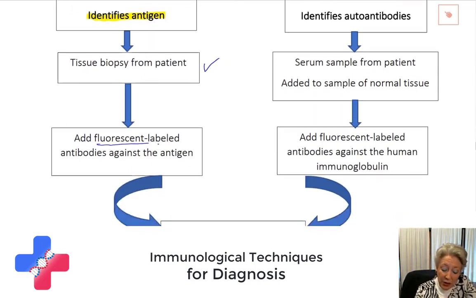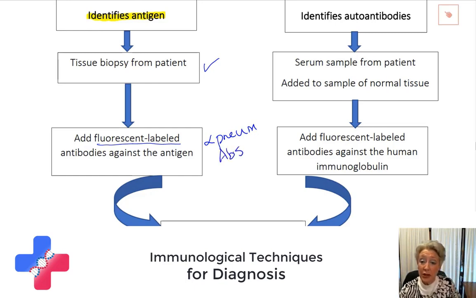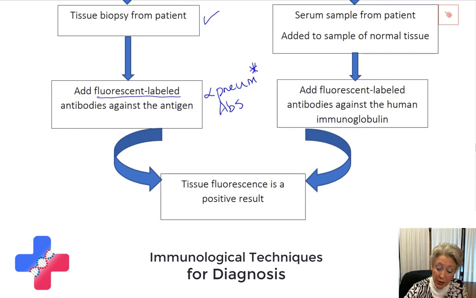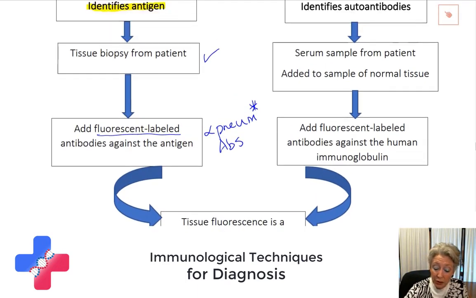I'm going to add an antibody that has been created in an animal by repeated inoculation with pneumocystis. And those anti-pneumocystis antibodies will detect the pneumocystis antigen in the biopsy specimen from the patient if they're present. Since I have added a fluorescent tag to that antibody, it means that now the tissue will fluoresce and become very easily visible in spite of the fact that the organism is very small in size. So fluorescence is the positive result.